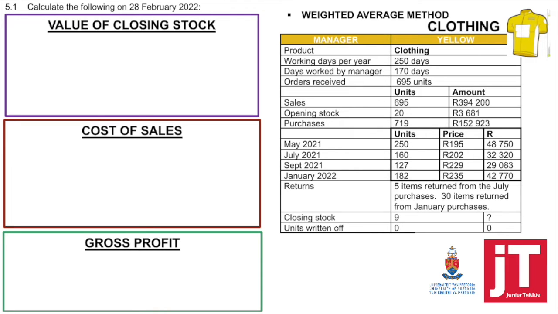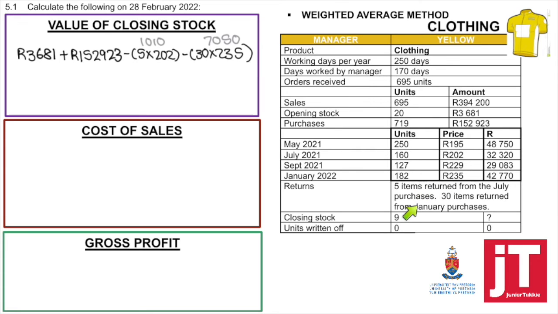which is left over. So if I look at my opening stock, 3,681 plus my purchases, but now 5 items were returned from the July purchases, which means that we're going to say 5 times 202, and then 30 items were returned from the January purchases, which means that we're going to say 30 times 235.